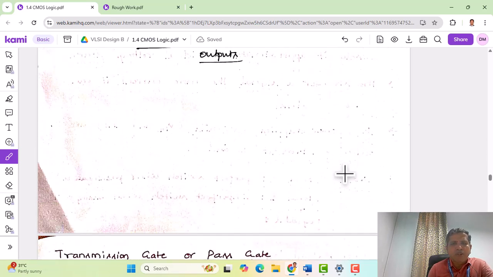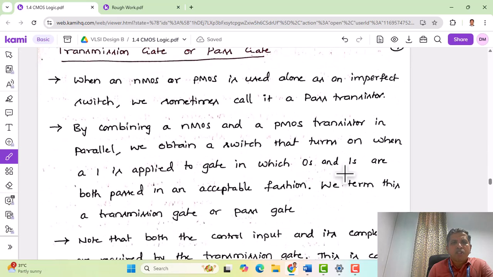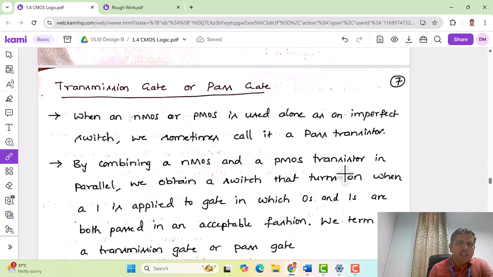Now with that we will move on to the transmission gate. Transmission gate is another logic that is constructed with the help of both PMOS and NMOS transistors. So far we have seen the pass transistor, but now we are going to discuss the transmission gate. It's also known by another name, which is a pass gate. So what do we mean by transmission gate? A transmission gate again passes data from one point to another point, just like the pass transistor.